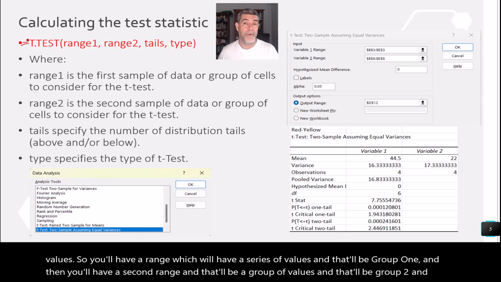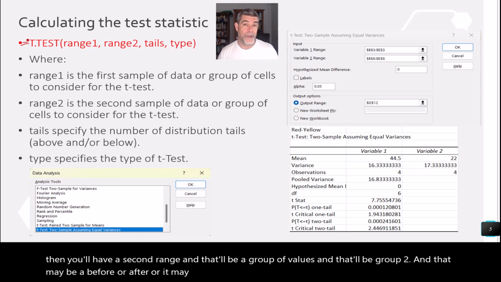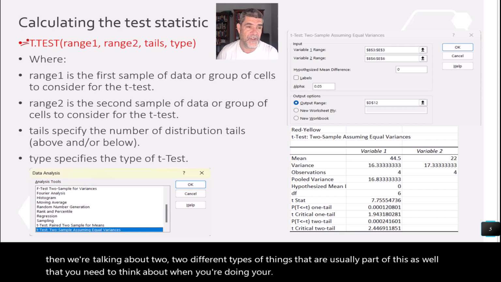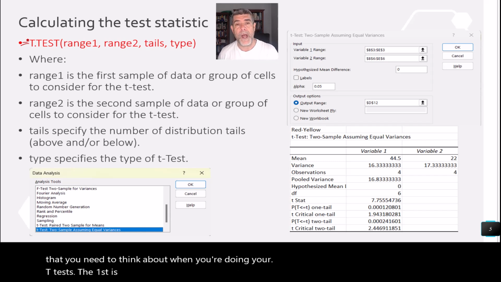And that may be a before or after, or it may be men earning salaries and women earning salaries. And then we're talking about two different types of things that are usually part of this as well that you need to think about when you're doing your t-tests. The first is the tails. You're going to have one or two tails.